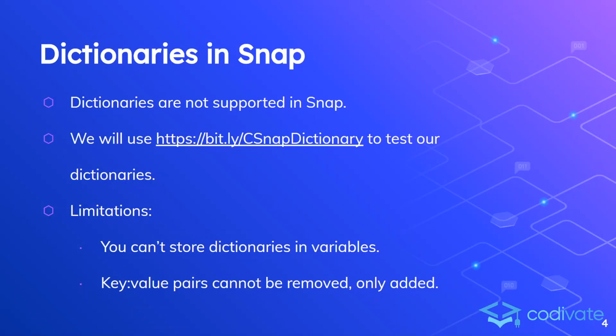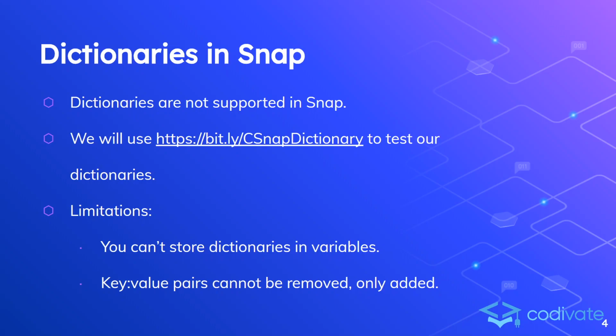Dictionaries in Snap. Unfortunately, dictionary is not supported in Snap, so we will use another version or Snap modification to test our dictionaries. You can access this using the link bit.ly/csnapdictionary. And remember, this is case sensitive, so in this case, the C, the S, and the D are all capital.